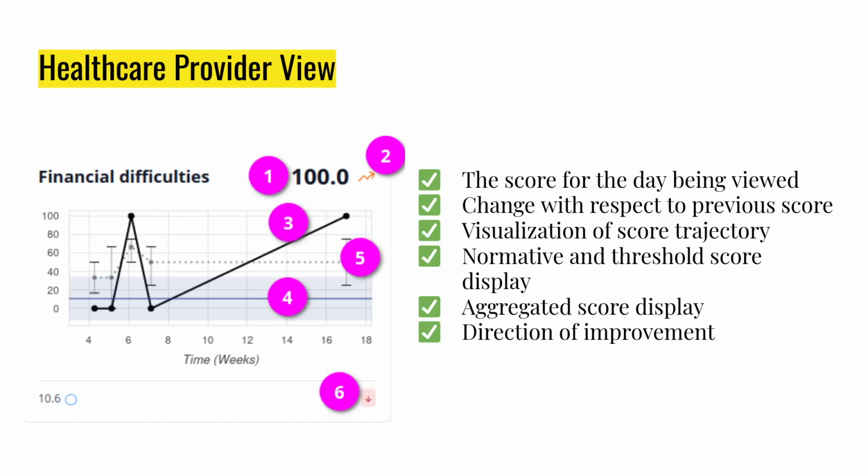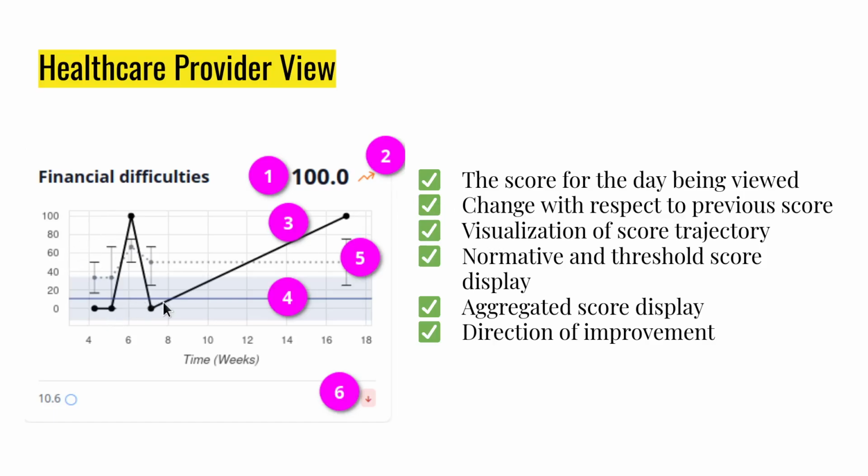So this is an example of how the chart looks. You see the score for the day that is being viewed over here. This is a change indicator which shows how much the score has changed, whether it is increasing or decreasing, and there is a color code to indicate whether this change is beneficial or harmful to the patient. Red indicates a harmful change and green indicates a beneficial change.